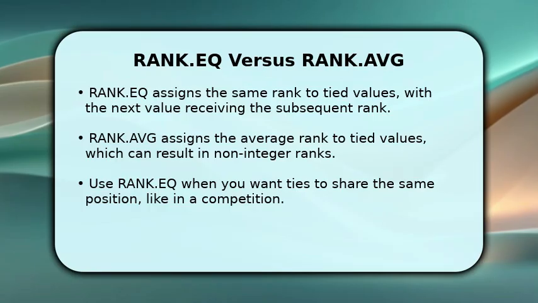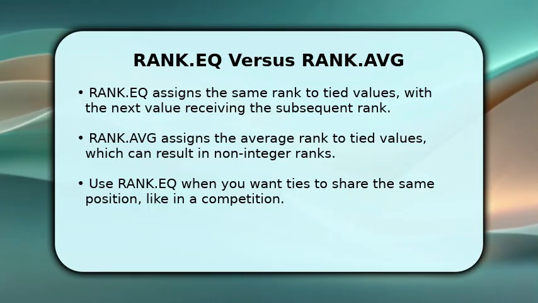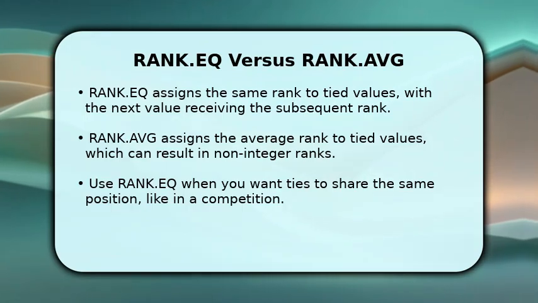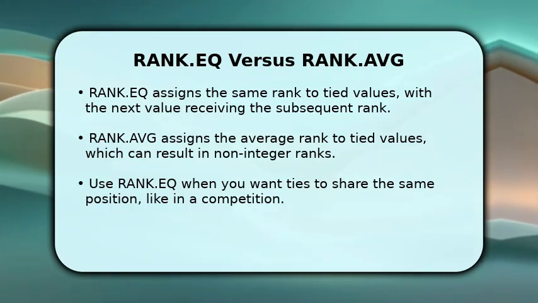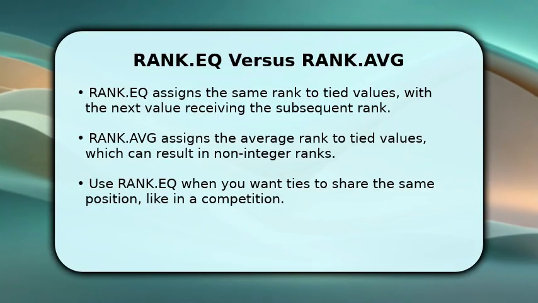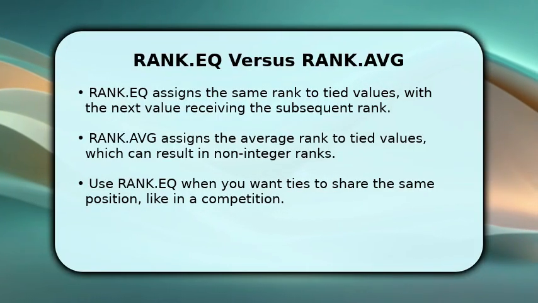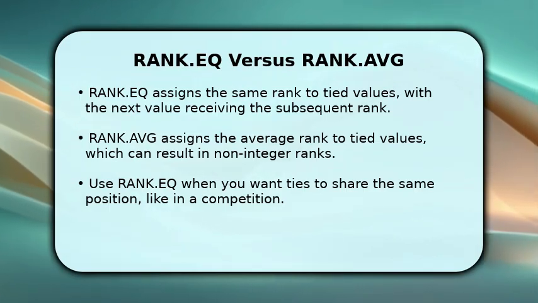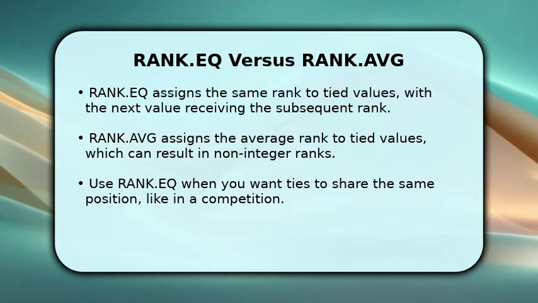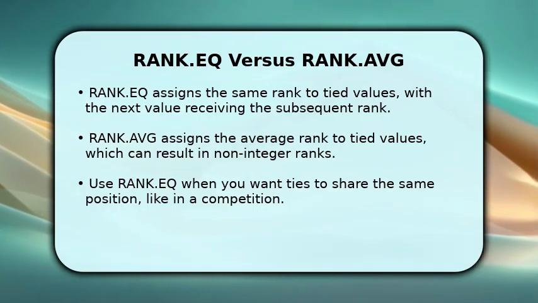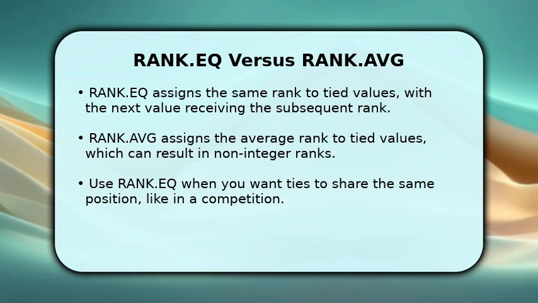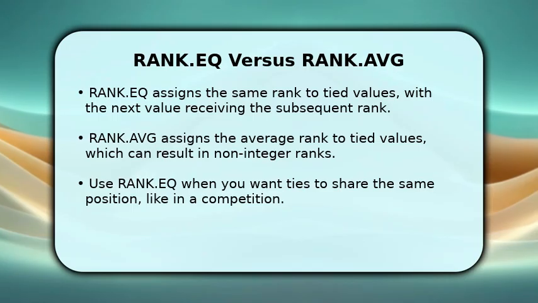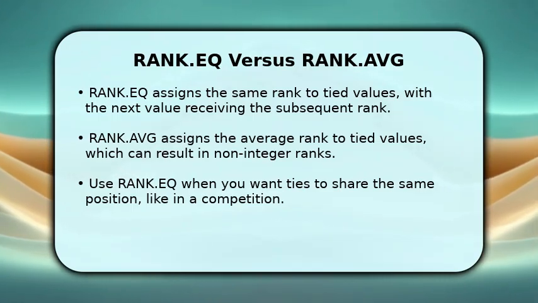Let's compare RANK.EQ and RANK.AVG, two key variations of the RANK function. RANK.EQ gives identical values the same rank, and the next unique value gets the next sequential rank. For example, if two values tie for second, they both get rank 2 and the next value is ranked 4. RANK.AVG, however, assigns the average of the tied ranks. So, if two values tie for second and third, they both receive a rank of 2.5. Choose wisely based on how you want to handle ties in your analysis.